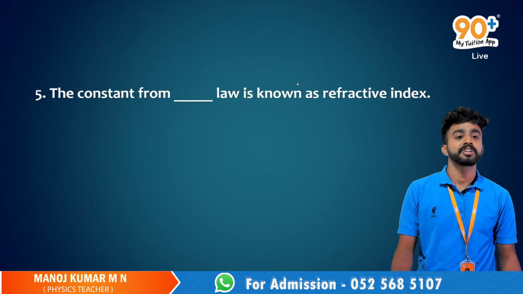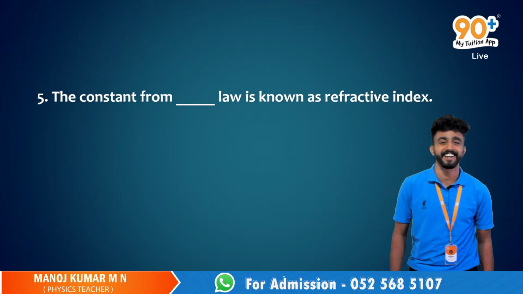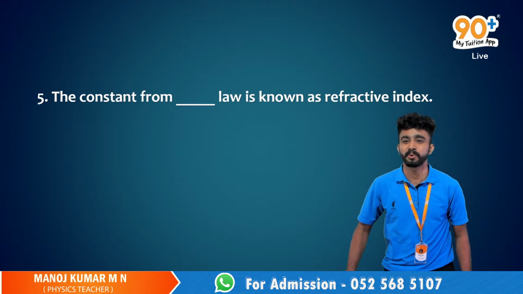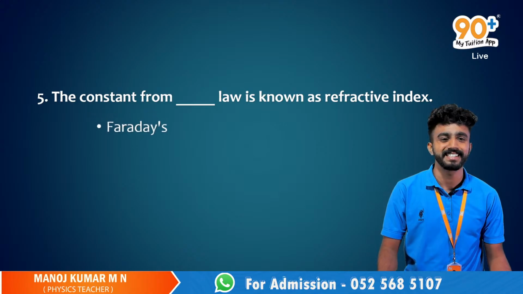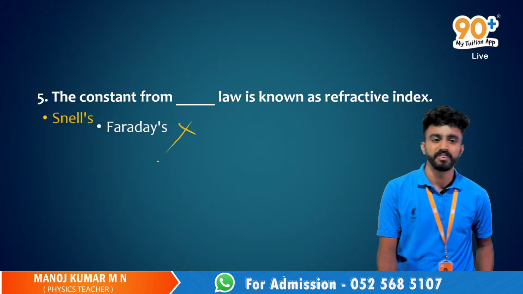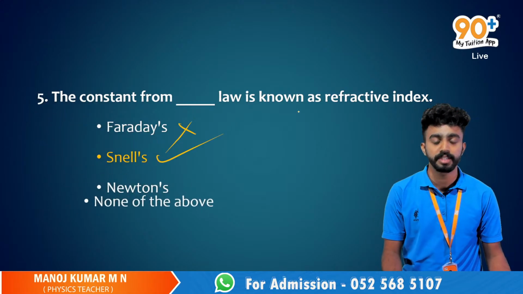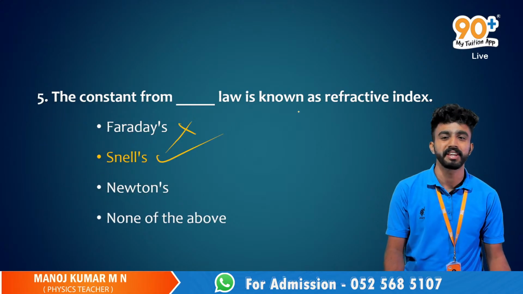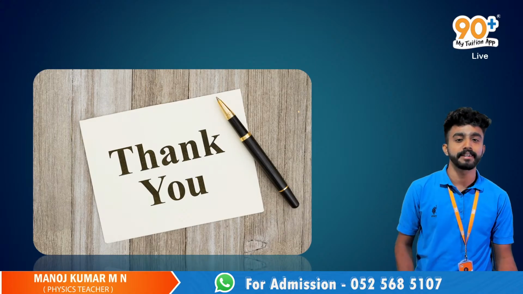Next question. Constant from dash law is known as refractive index. Everyone is like, sir, please don't put such easy questions, very easy. Everyone answered it very easily. Obviously, it's not Faraday's law. We know it's none other than Snell's law, not Newton's, not none of the above. How many of you clicked none of the above? So, for today's exam, everyone got 10 on 10, right?